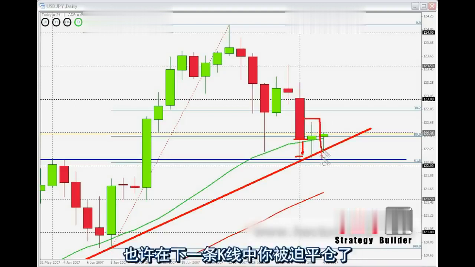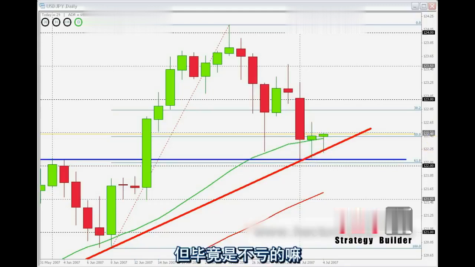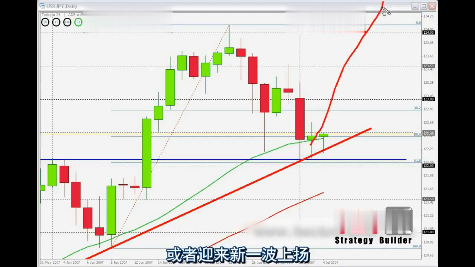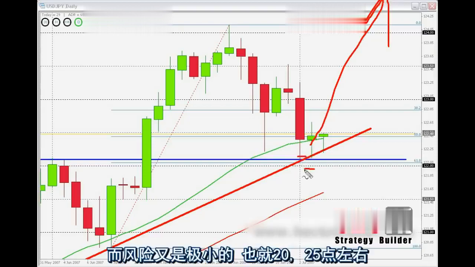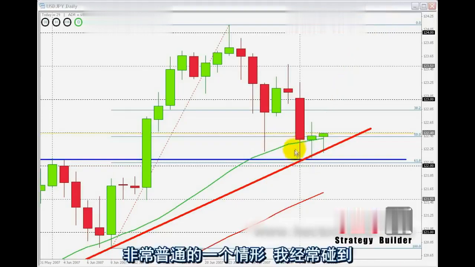Perhaps in this case you might have gotten stopped out in this next bar right there, stopped out at break even, but nonetheless it's a break even trade. It's worth giving it a try, because most of the time either you get stopped out at break even, or you may see a whole new swing to the upside for a very tight risk. Barely 20-25 pips, and you could have easily moved stop to break even here. It's a very common phenomenon.